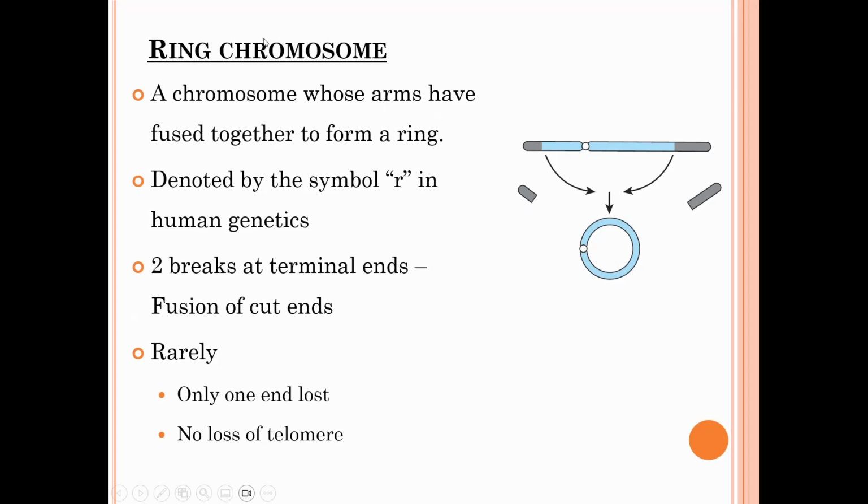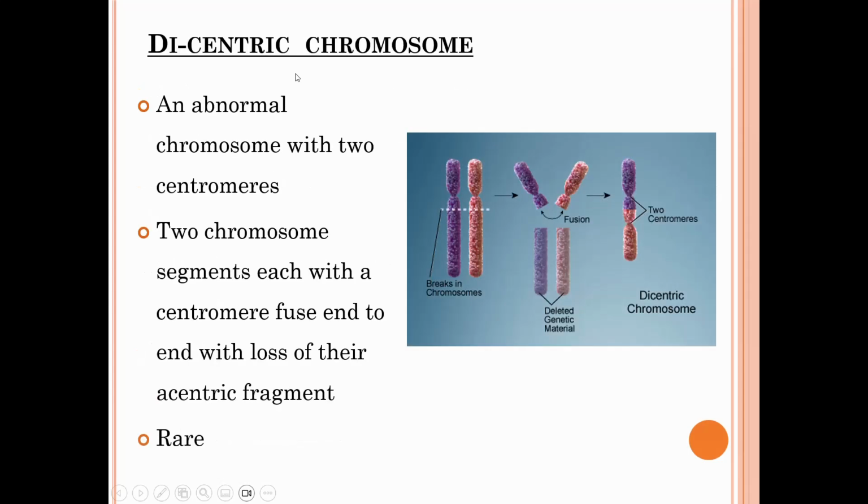Then there is a ring chromosome. You can see here at either end there is a break, and these are fusing with each other. So a chromosome whose arms have fused together to form a ring-like structure, denoted by the symbol R in human genetics. Two breaks are happening at the terminal ends. Rarely only one end is lost, but there is no loss of telomere. So that is an example of ring chromosome.